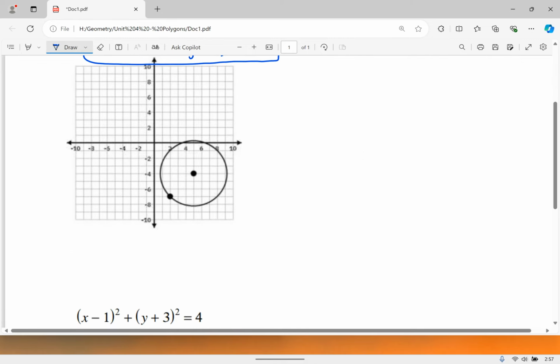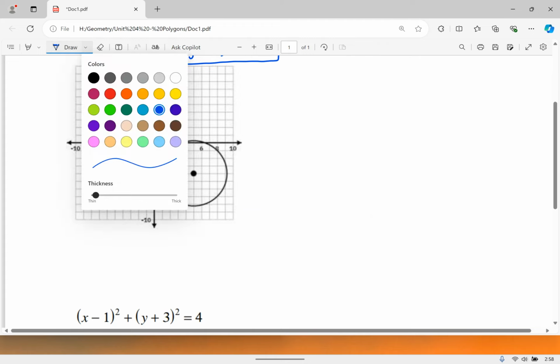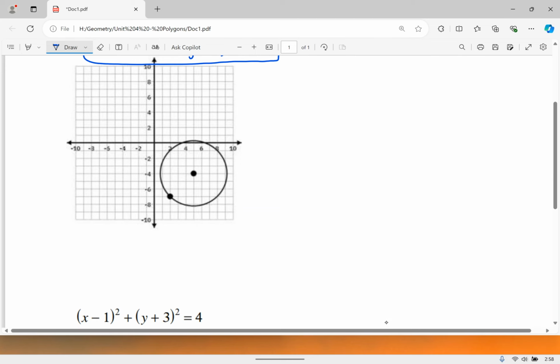The next thing you're going to have to do is write an equation based on a graph. What I recommend doing first is naming the center. The center of this circle will be at 5, negative 4. From there, we want to use the Pythagorean theorem in order to find the radius. The reason I'm doing this is because I can't count over exactly to get to the edge of the circle. I'm going to make a right triangle.